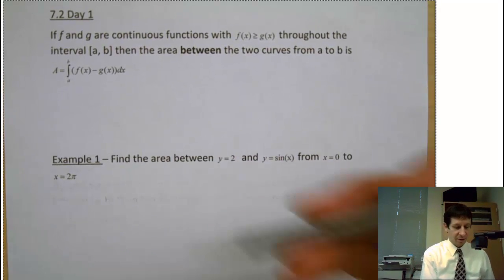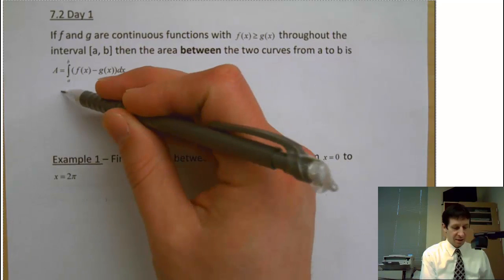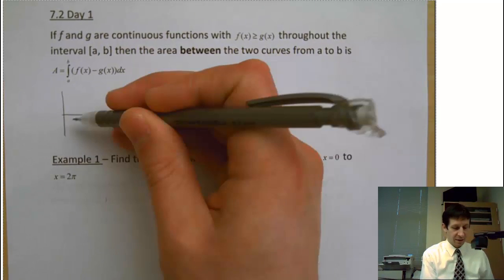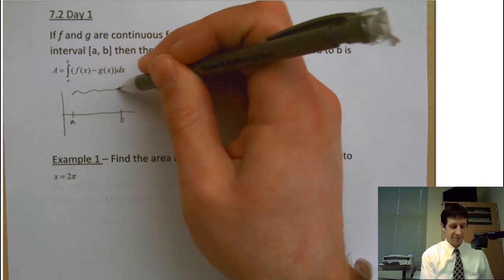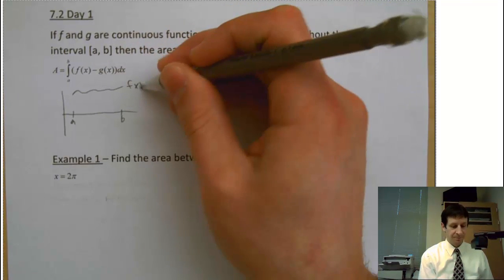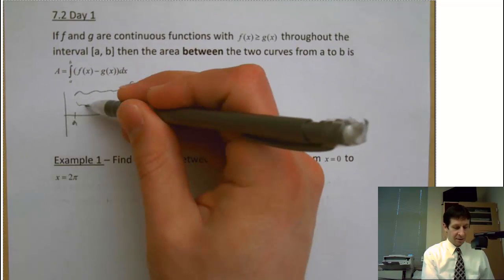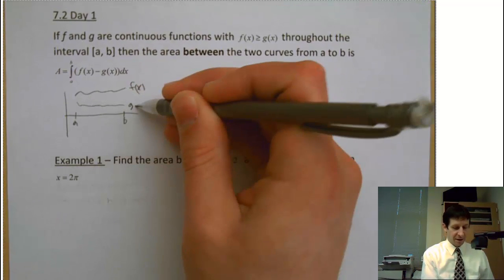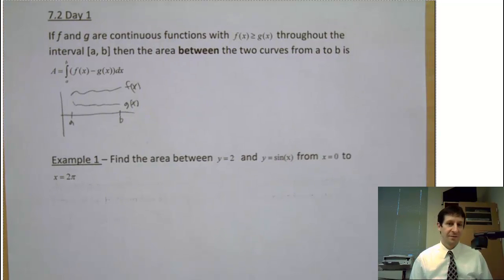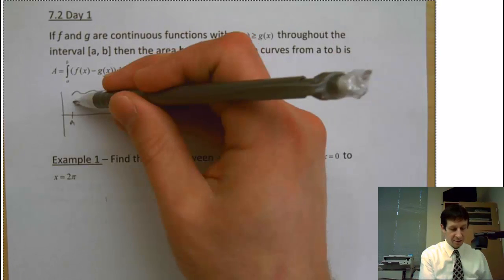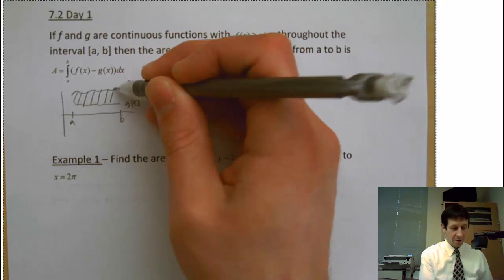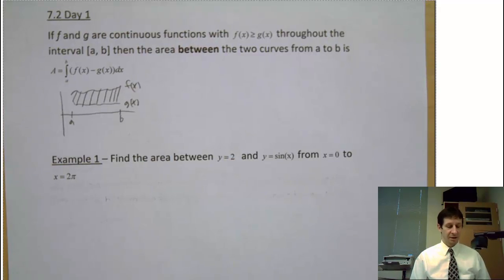Just to give a quick visual representation, let's say this is a to b, let's say we have an f of x here, and then let's say here's our g of x. Clearly this fits our definition. The f of x is larger than the g of x the entire time. If we just do this definite integral here, that would calculate all of this area right here.